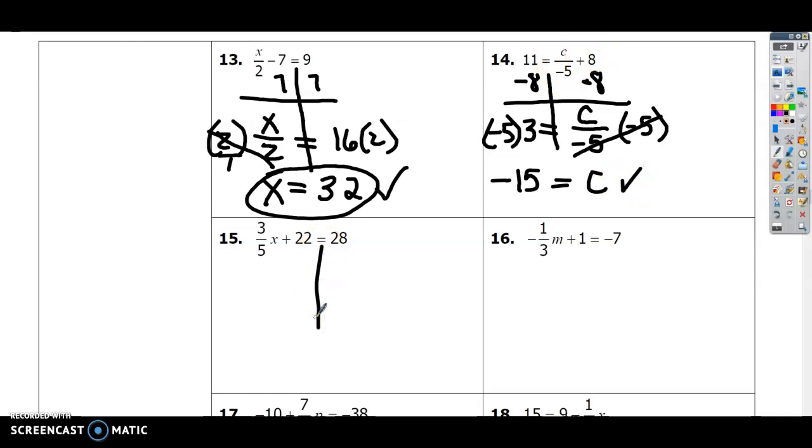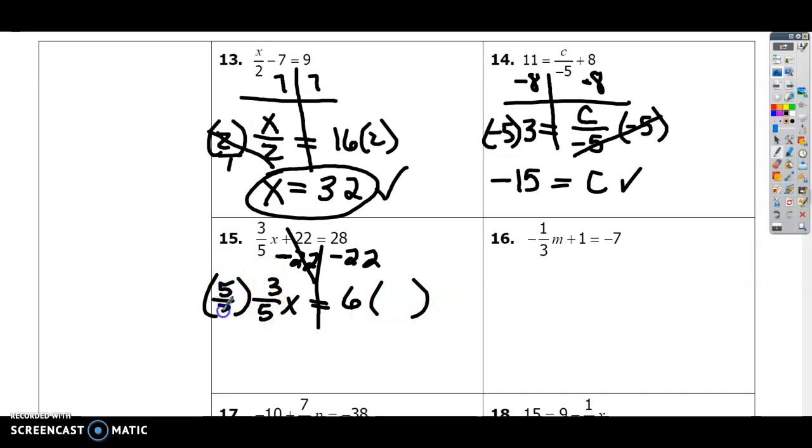All right, number 15, draw your line. I need to add 22 to both sides because I'm solving for x. Oh, sorry, you need to subtract 22 because you're already adding 22. And plus 22 and minus 22 cancel, and we're trying to get x by itself. So subtract first. And then 28 minus 22 is 6. And then I have a fraction, so to get rid of this fraction, I need to multiply by the reciprocal. 3/5, the reciprocal of 3/5 is 5/3.